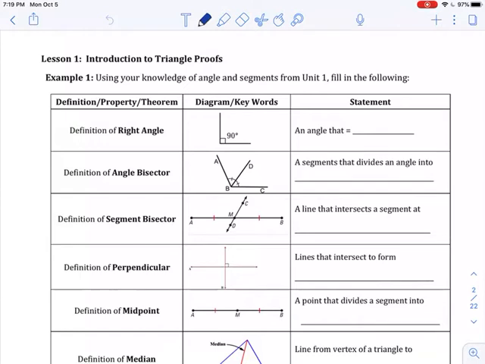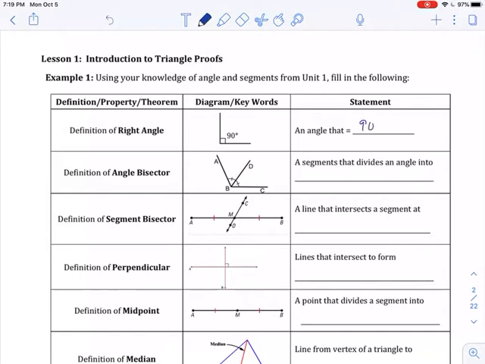Hi GOR, this is Unit 3, Lesson 1, and Unit 3 is all about triangle proofs. So we're first going to go over just some basic vocabulary that we learned back in Unit 1, just to review it, and then we'll show you how it's actually used in a proof.